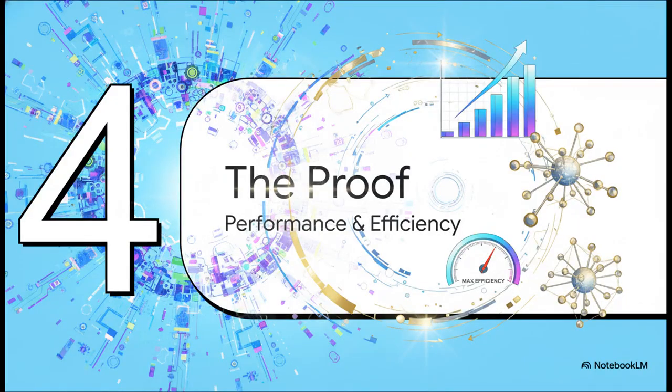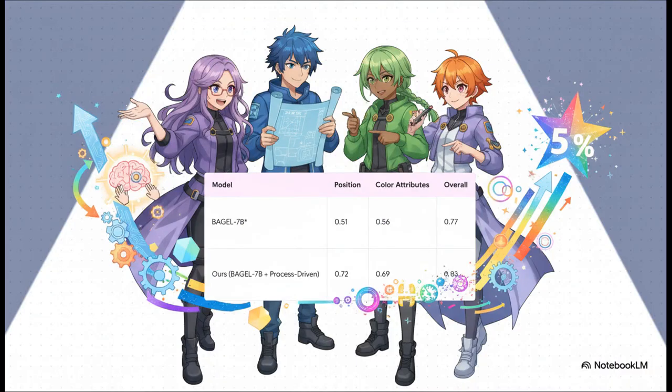Okay, so the methodology and the data seem really solid, but does it actually work? Let's look at the results and see how this process-driven approach really stacks up against existing models. Right. On the GenEval benchmark, which specifically tests for this kind of compositional accuracy, the numbers are pretty telling. This process-driven fine-tuning boosts the base model's overall score by 5 absolute percentage points. But look closer at the categories that need that precise reasoning: position, and color attributes. The gains there are huge. This shows that the method is directly fixing the exact weaknesses of single-pass generation.